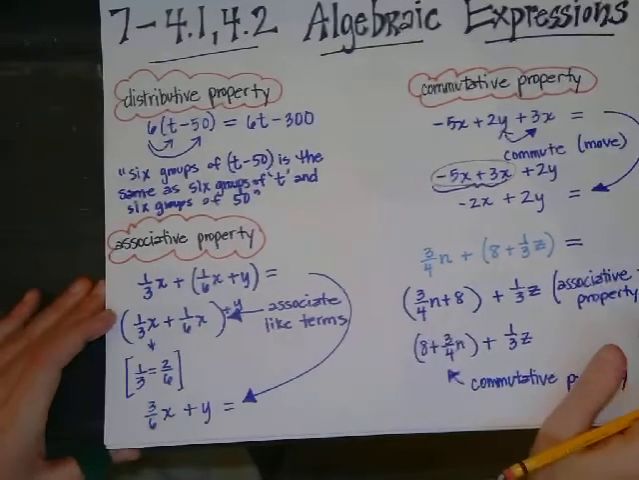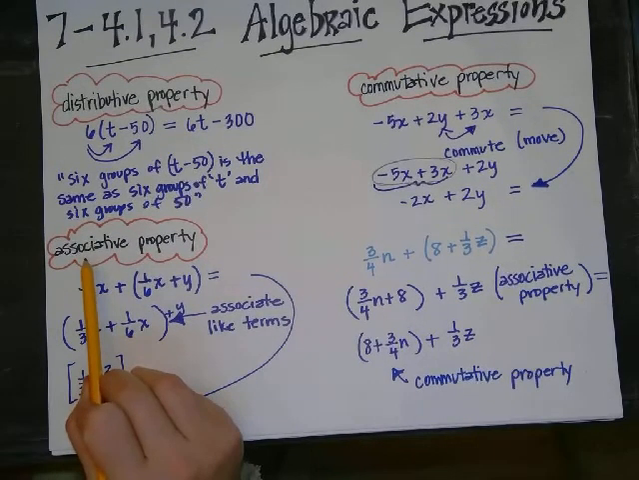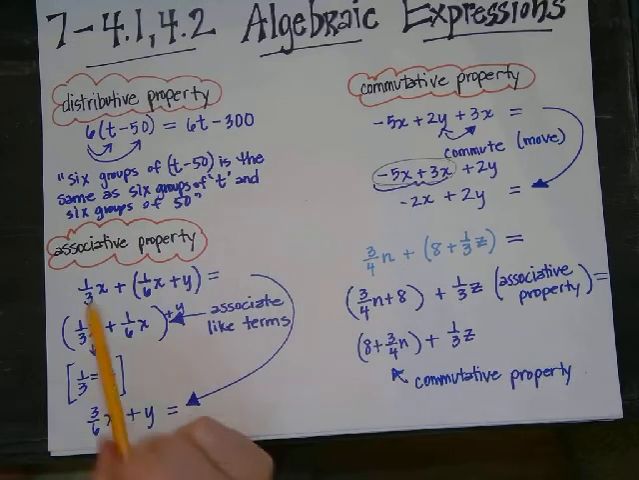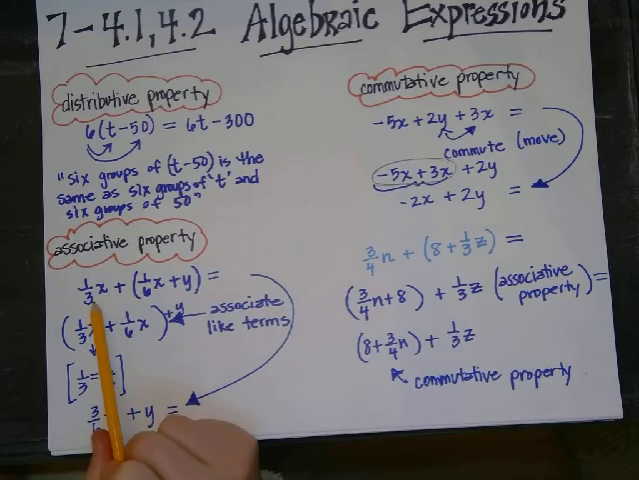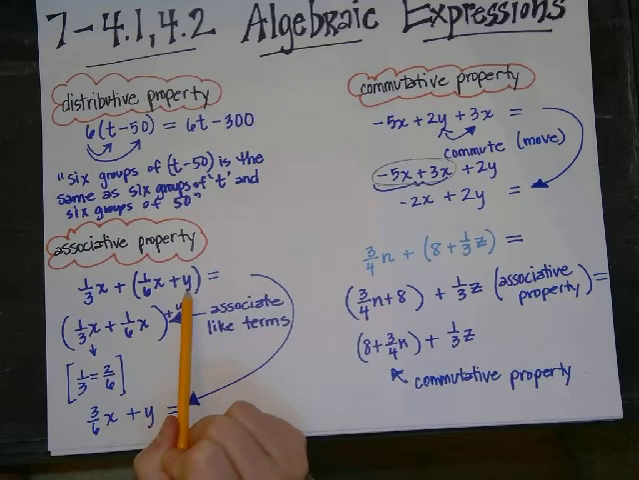All right, last I want to talk about the associative property. And we know that the word associate means to sort of come together. So in the associative property, we bring the like terms together. Like in this example, we have 1/3 x plus the quantity 1/6 x plus y.